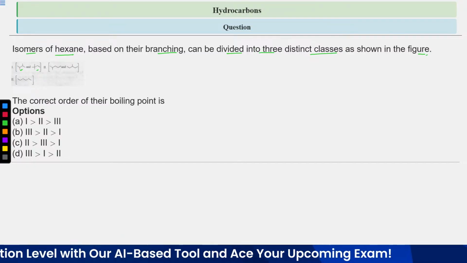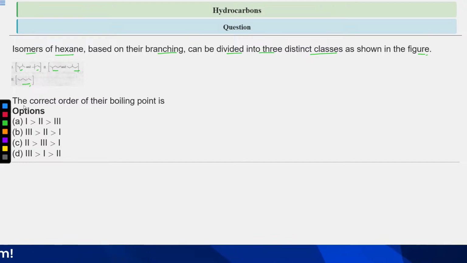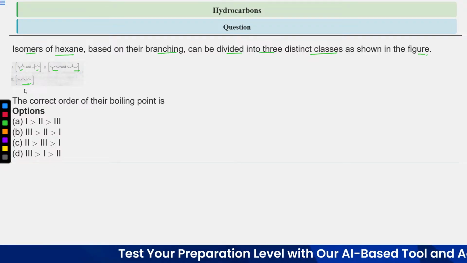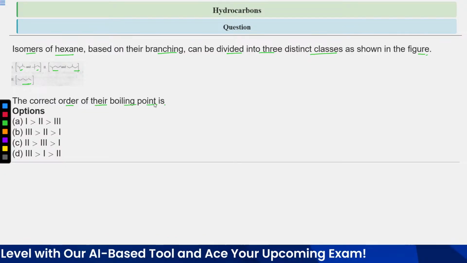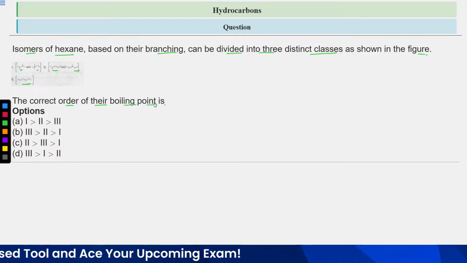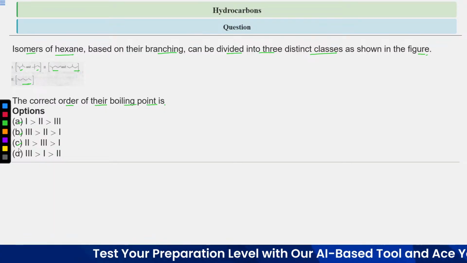There is a second class where the hexane isomers also have different branching. In the third class, there is a structure of hexane having no branch. So these are the three classes of isomers of hexane. We have to tell the correct order of their boiling points. Options are: highest in first, then second, then third; highest in third, then second, then first; highest in second, then third, then first; or highest in third, then first, then second.